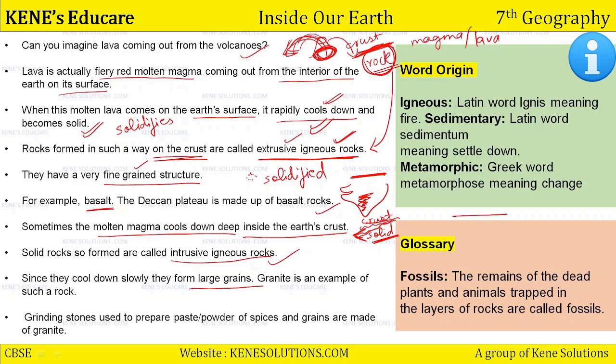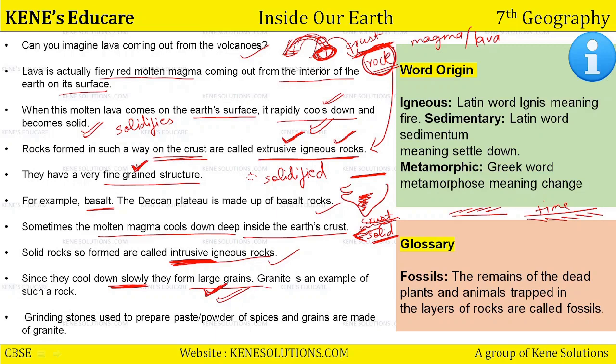अब जो जमीन के ऊपर कोई चीज ठंडी होती है तो जल्दी होती है. When something cools down inside the crust, then it will take some time, right? That is why the intrusive igneous rocks take a lot of time. They cool down very slowly. That is why they have large grains. Whereas the extrusive igneous rocks rapidly cools down on the surface of the earth. That is why they have very fine grained structure. Whereas the intrusive igneous rocks have large grains. याद रखना, एक्सट्रूसिव के फाइन ग्रेन्स होते हैं, इंट्रूसिव के लार्ज ग्रेन्स होते हैं.